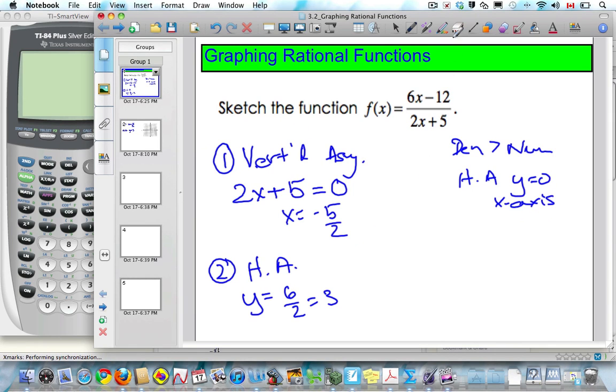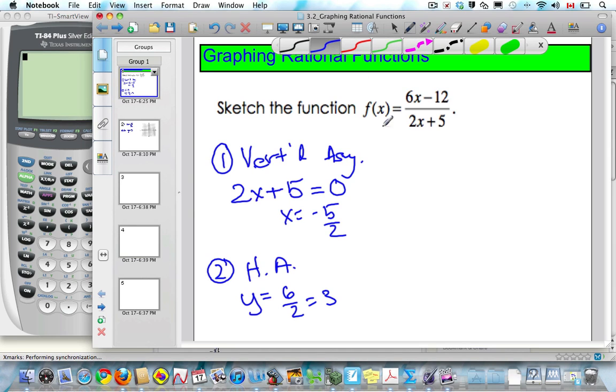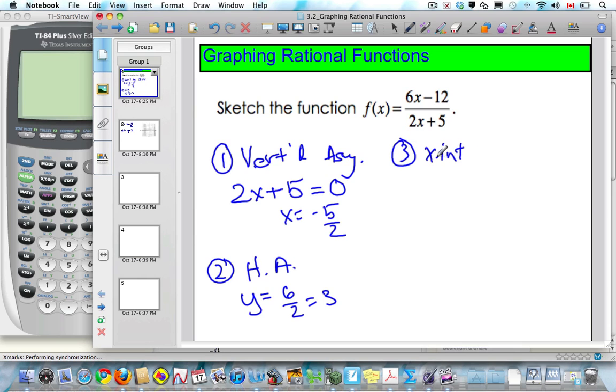The next thing that I'm going to consider is my intercepts. So let's look first at the x-intercepts. The x-intercept is when the function itself equals 0. So that means 6x minus 12 over 2x plus 5 equals 0.